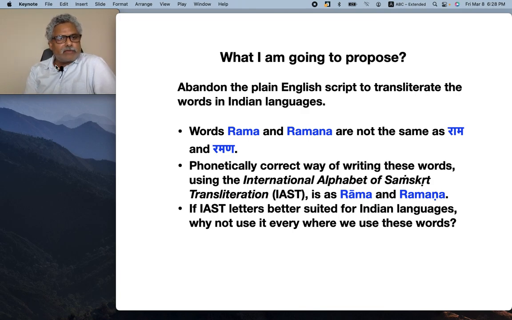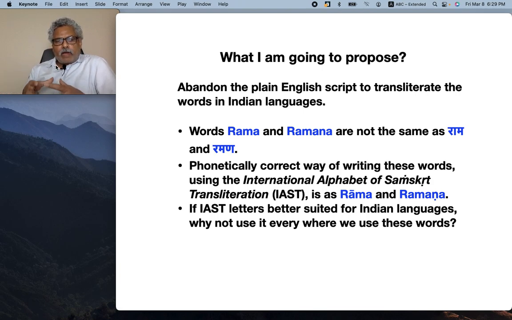Using that, the correct way of representing the word Rama is R-A with a hyphen on the top, and then M-A. And the correct way of representing Ramana is R-A-M-A-N with a dot underneath, and then A. So this is the correct way of representing these words.